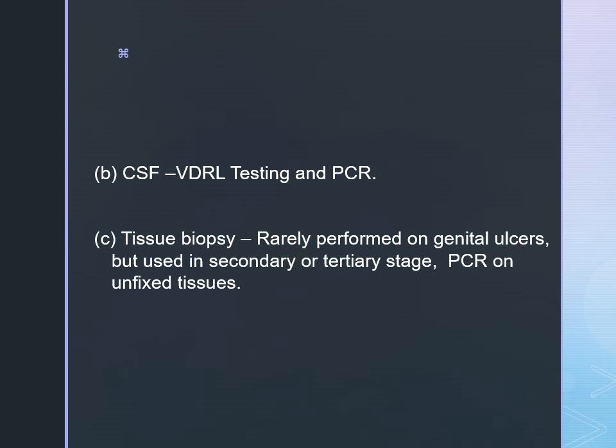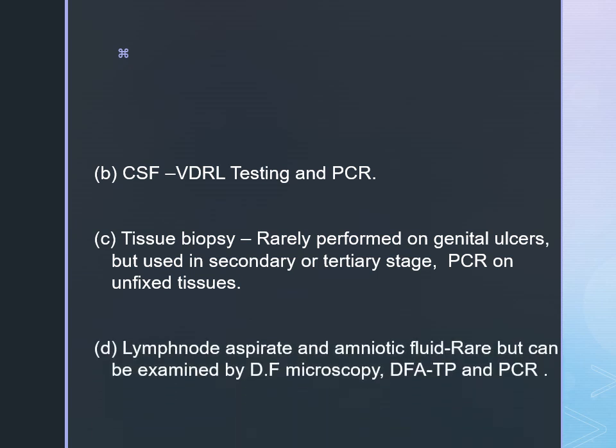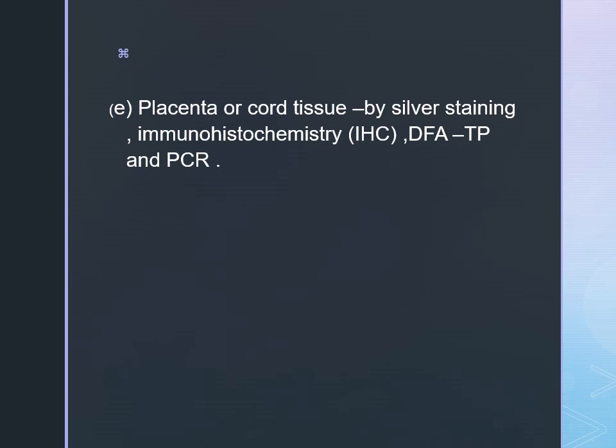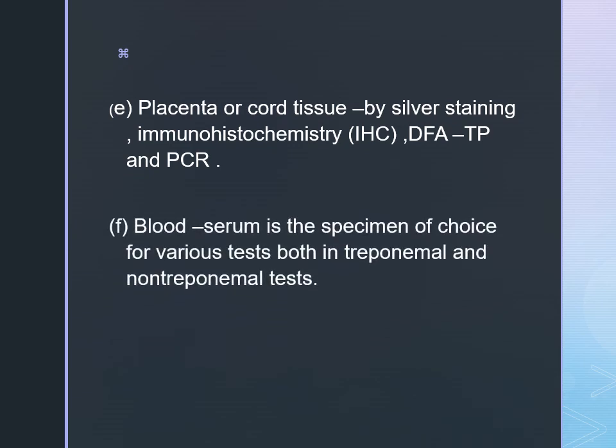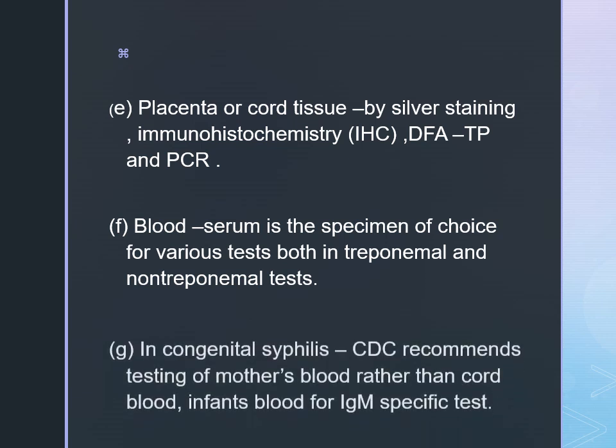Then we can take a tissue biopsy. Usually in the secondary or tertiary stage we can take these tissue biopsies. Lymph node aspirates, as lymph nodes are also enlarged, so we can take that. Then placenta or cord tissue we can have. And most important is the serum, that is the most important sample where we can do the various serological tests which are most commonly performed in syphilis.